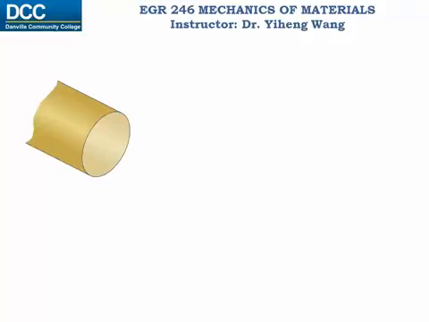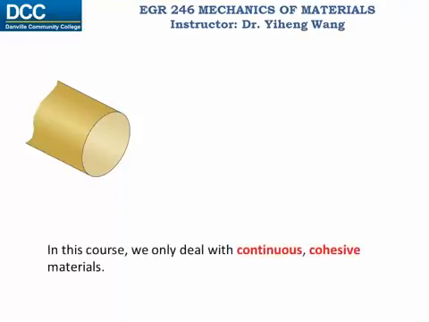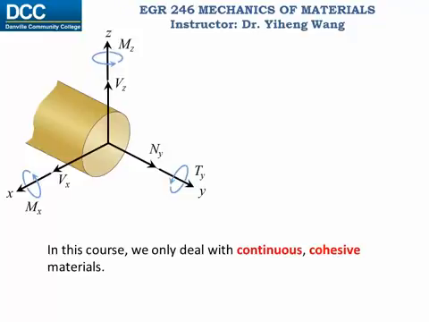Let's look at the cross-section of a solid shaft. By the way, in this course, we limit our discussion to continuous, cohesive materials only. This means that the material properties are uniformly distributed within the member, and there is no void, disconnection, or breakage in the material.